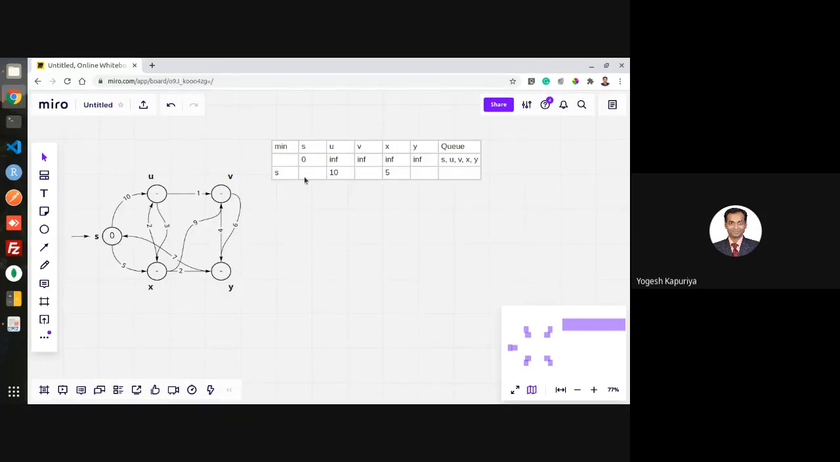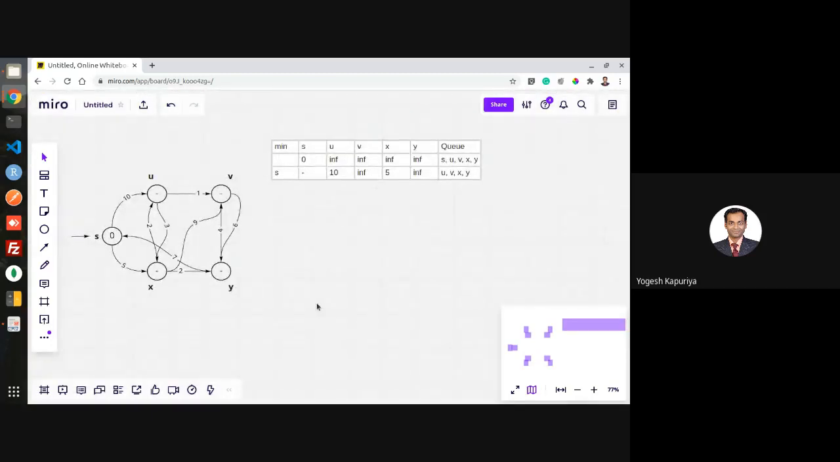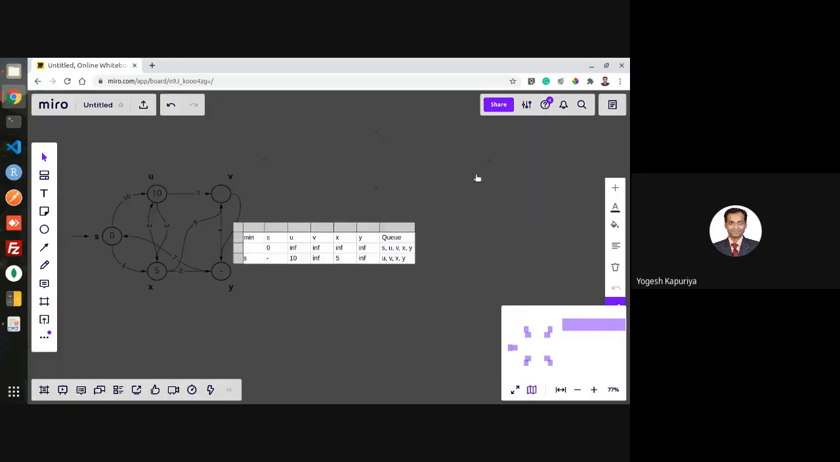So after the first iteration, what you have is S, U, V, X and Y, right? Now the distance is 10 here and this is 5. Next, again you repeat this.